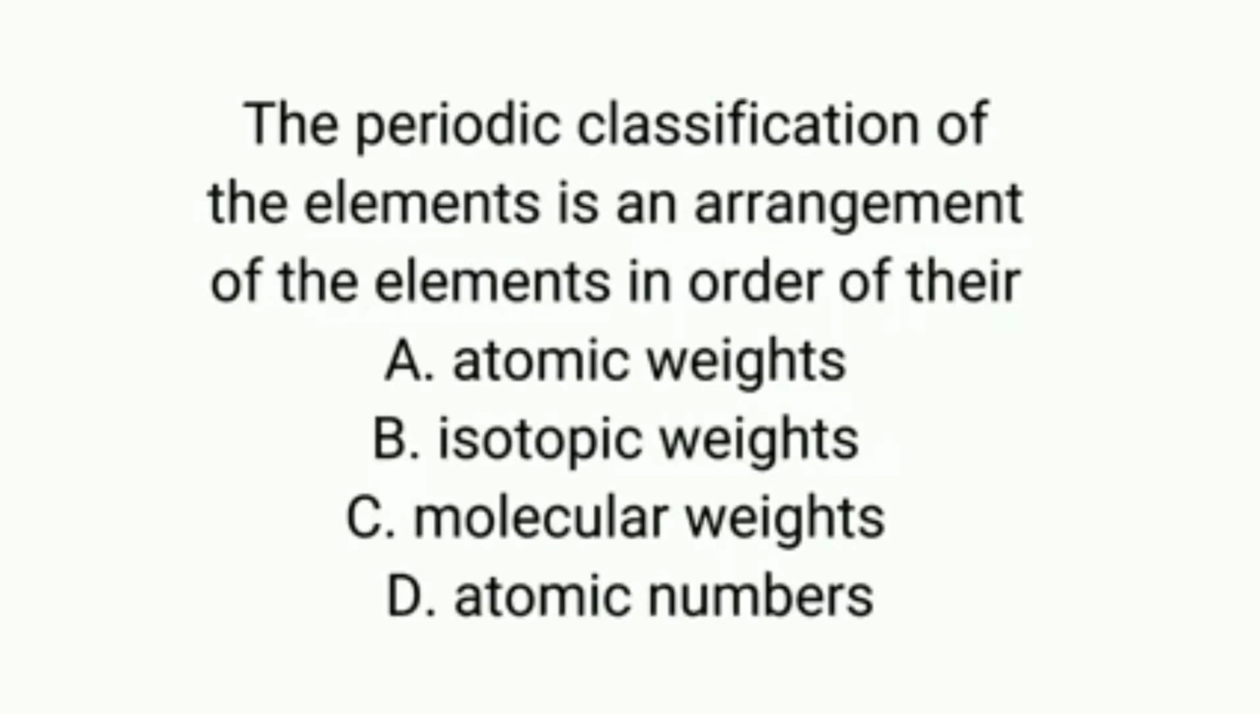The first question that we'll have is: the periodic classification of the elements is an arrangement of the elements in order of their dash. A. atomic weight, B. isotopic weight, C. molecular weight, and D. atomic number. Okay, first of all, to answer this question, we really need to understand what they are asking us for. They said the periodic classification of the elements is an arrangement of the elements in order of their dash.